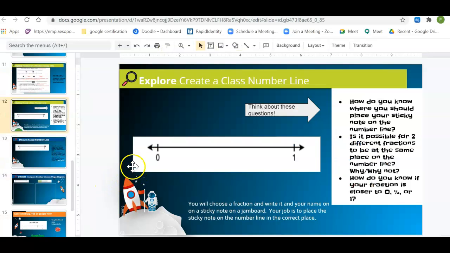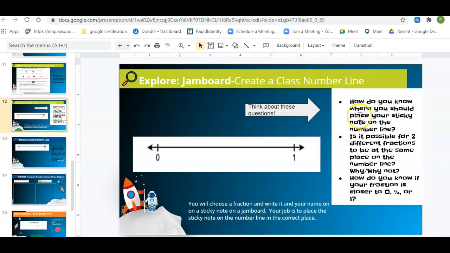Okay, so on our next slide here, we're going to be creating a class number line, and we're going to do this on the Jamboard. I'll show you exactly which Jamboard we're going to be using in a second. This is going to be a shared class Jamboard, so we're all going to be using the same Jamboard. You would choose a fraction and write it and your name on a sticky note on the Jamboard. So your job is going to be to place a sticky note that you wrote your name and a fraction on. Place it on the number line in the correct place.